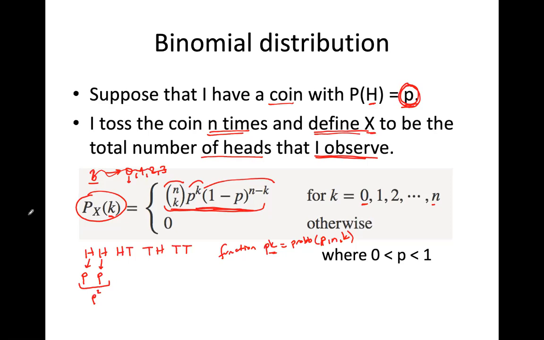So arkadaşlar, how about here? What's the probability of H? P. What's the probability of T? 1 minus P. What's the probability of this? 1 minus P times P. 1 minus P times 1 minus P. Okay. So how did I come up with this formulation arkadaşlar?